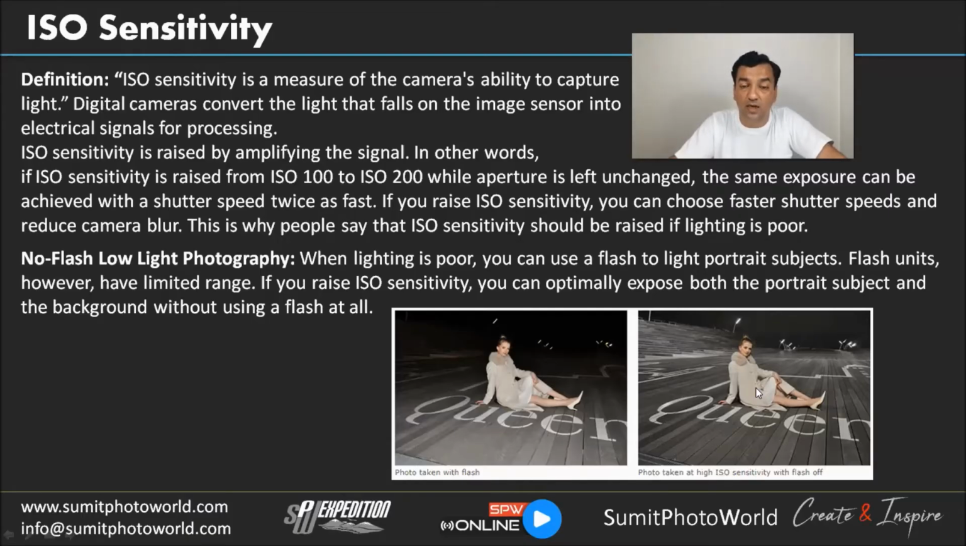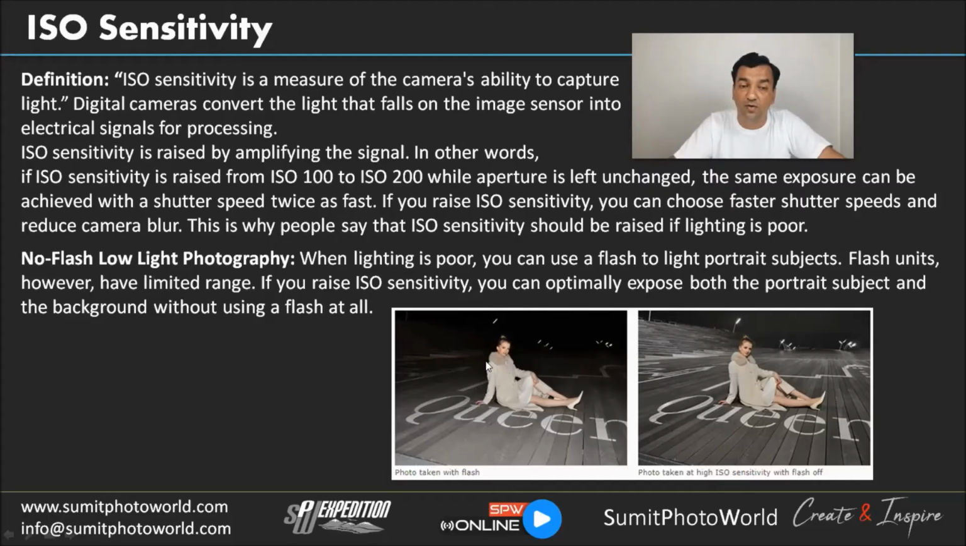flash on the right side, photo taken with high ISO with flash off. And if you notice on the right side, the image looks more balanced and you can see the objects behind the model, and they are also in light. It is a high ISO capture, but again, it looks more balanced.